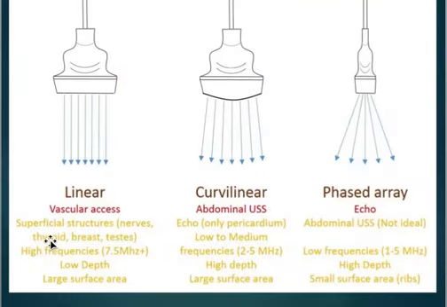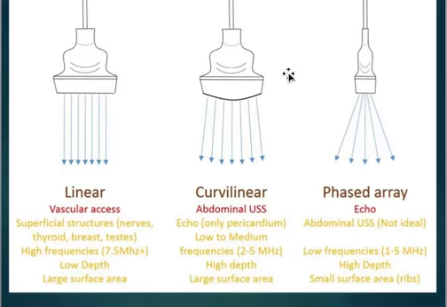So here's a few of the different types of transducers as well. So we have linear transducers, curved or curved linear, and then skinny phase transducers. So the linear transducer, and you can kind of see how the sound waves come out. See how these are just coming straight out, where these ones curve a little bit, and these ones are going to phase out even more. So the linear transducers have a high frequency, but they don't go very far. Remember, they have that low depth. So like I said, we use those for breast, thyroid, testes, and nerves. You will see a large surface area with that linear transducer.